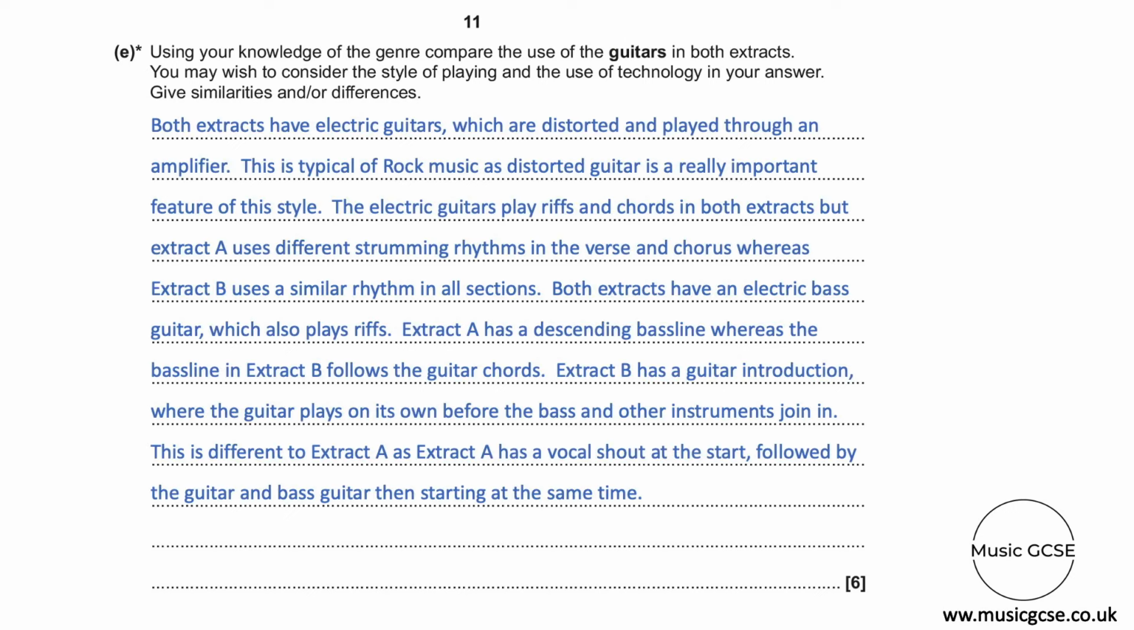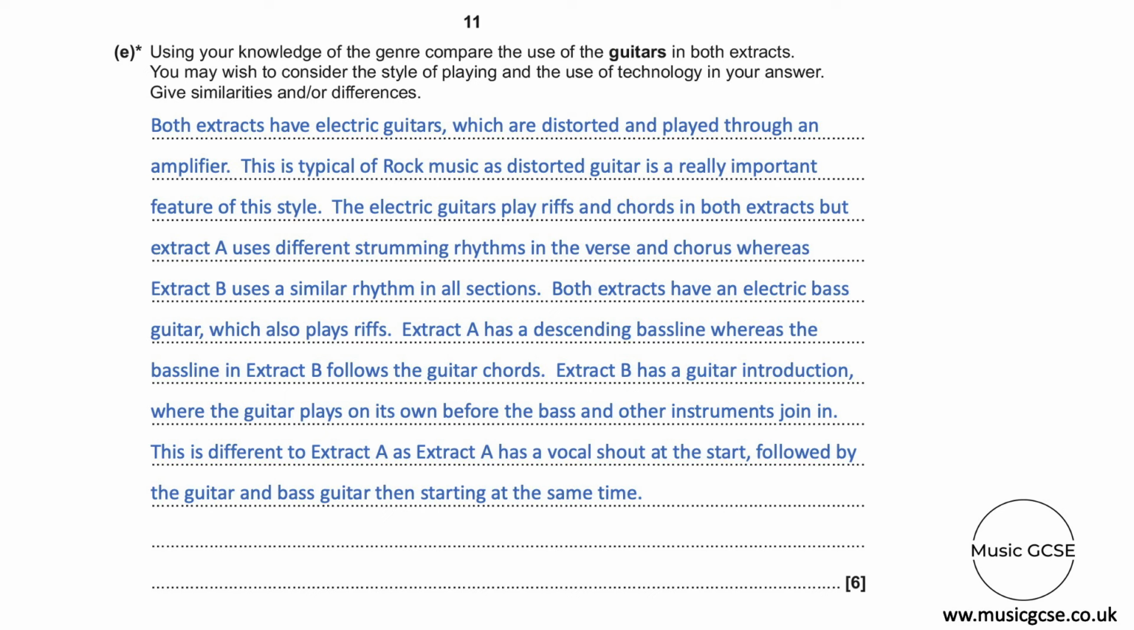This is my answer. Both extracts have electric guitars which are distorted and played through an amplifier. This is typical of rock music, as distorted guitar is a really important feature of this style. The electric guitar plays riffs and chords in both extracts, but extract A uses different strumming rhythms in the verse and chorus, whereas extract B uses a similar rhythm in all sections.